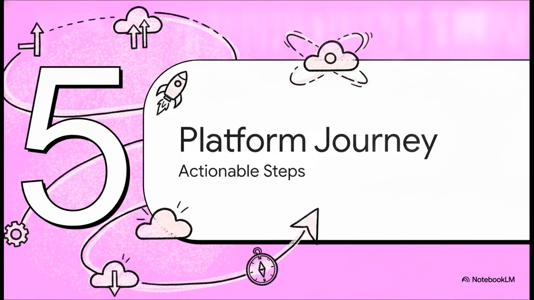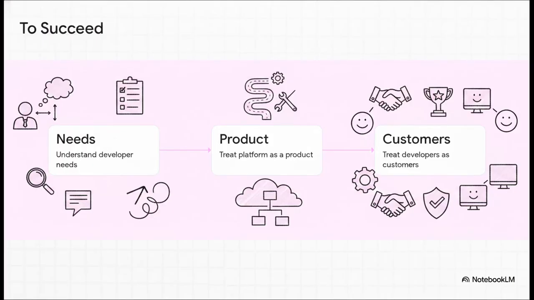All right, let's wrap things up with Section 5, starting your platform journey. If you are ready to kick off this journey in your own organization, you've got to follow these 3 rules. First up, systematically understand your developer's needs before you write a single line of code. Number 2, treat your platform as a genuine product. It needs a real roadmap and constant iteration. And third, you have to treat your developers like they are your customers. Your platform engineering team needs to actively win their adoption by providing undeniable value.